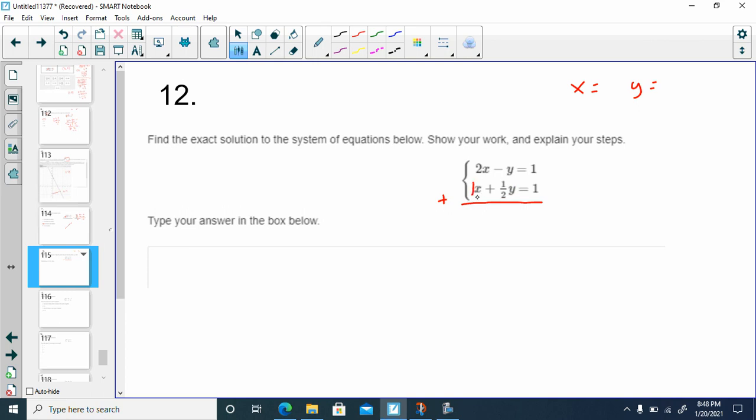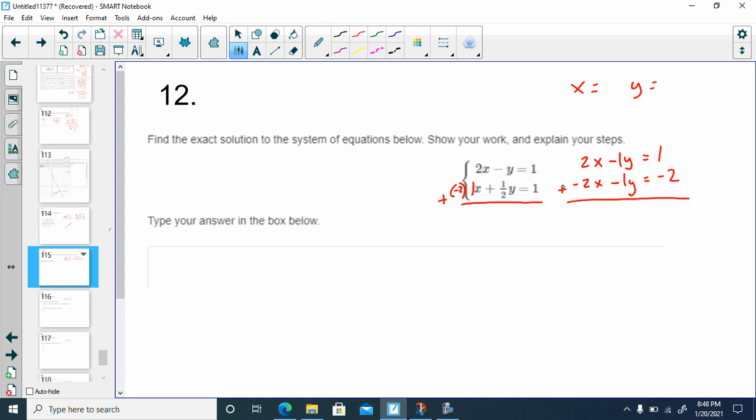I've got a 1 here. If I multiply everything here by -2, that will give me a 2x plus a -2x. 2x minus y equals 1. -2 times 1x is -2x. -2 times 1/2 is -2/2, which is -1. So that's -1y. That's -1, right? -2 times 1 would give me a -2, right? Okay.